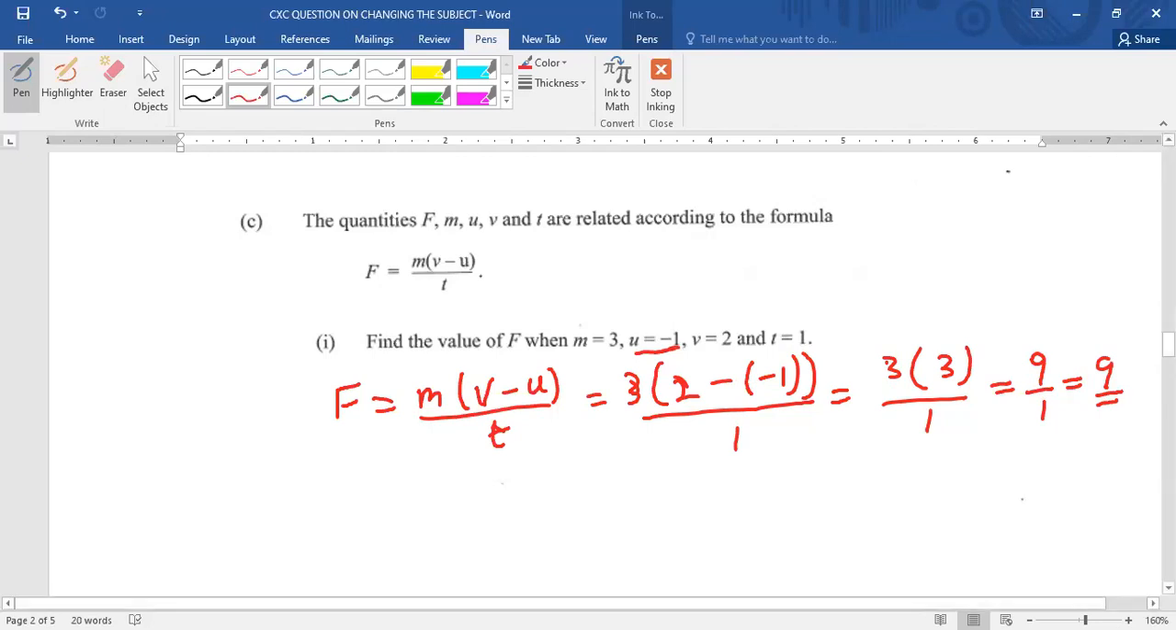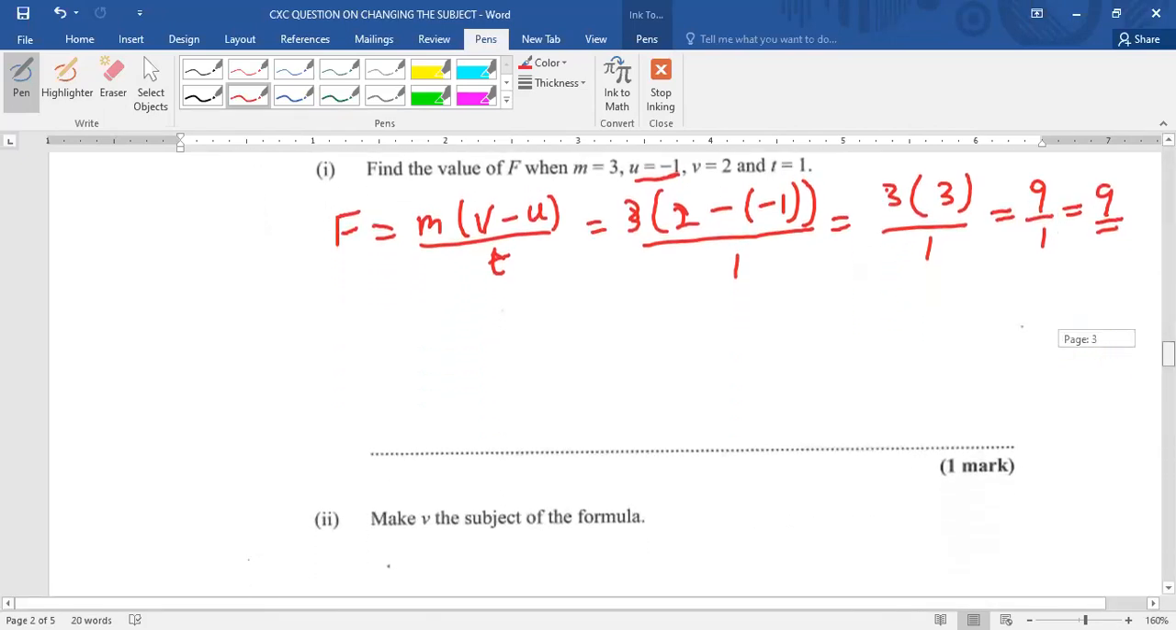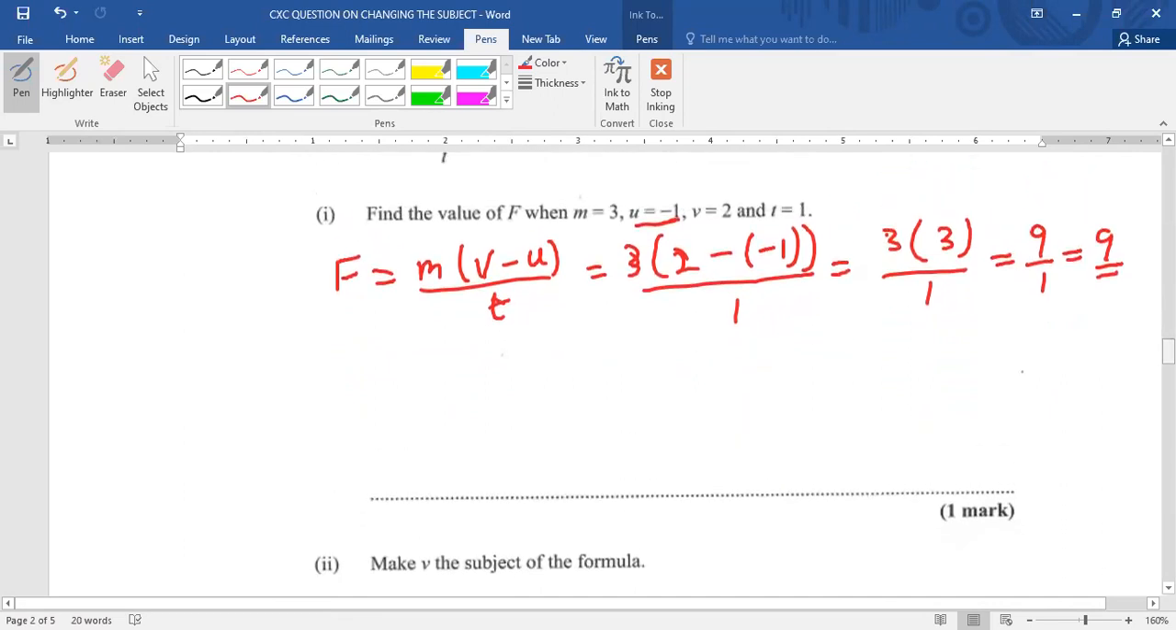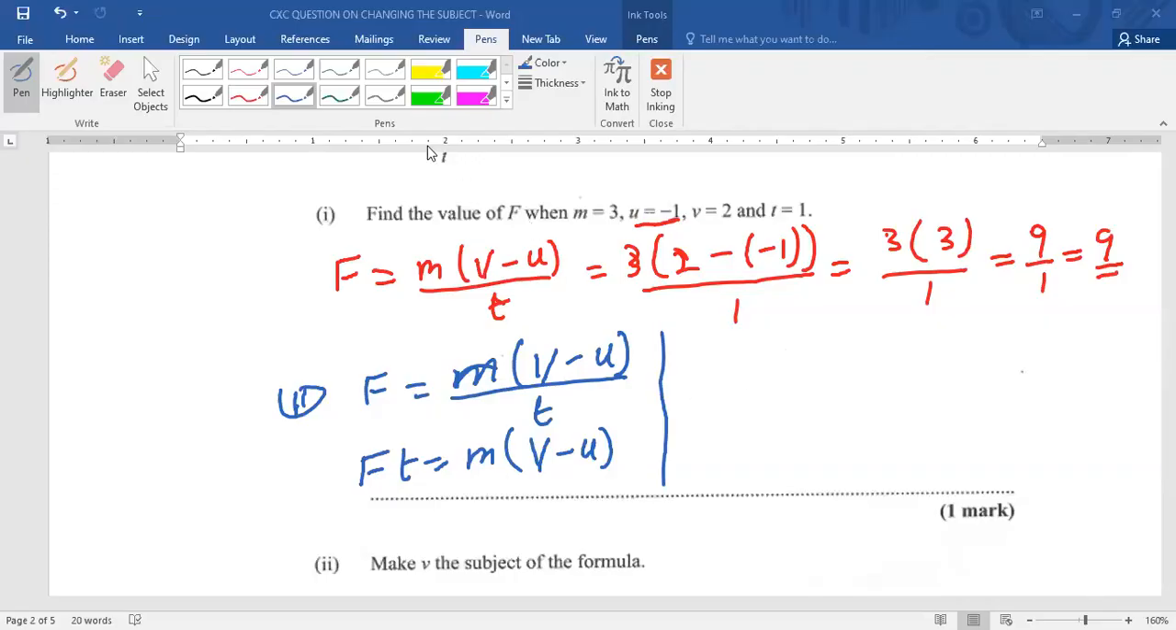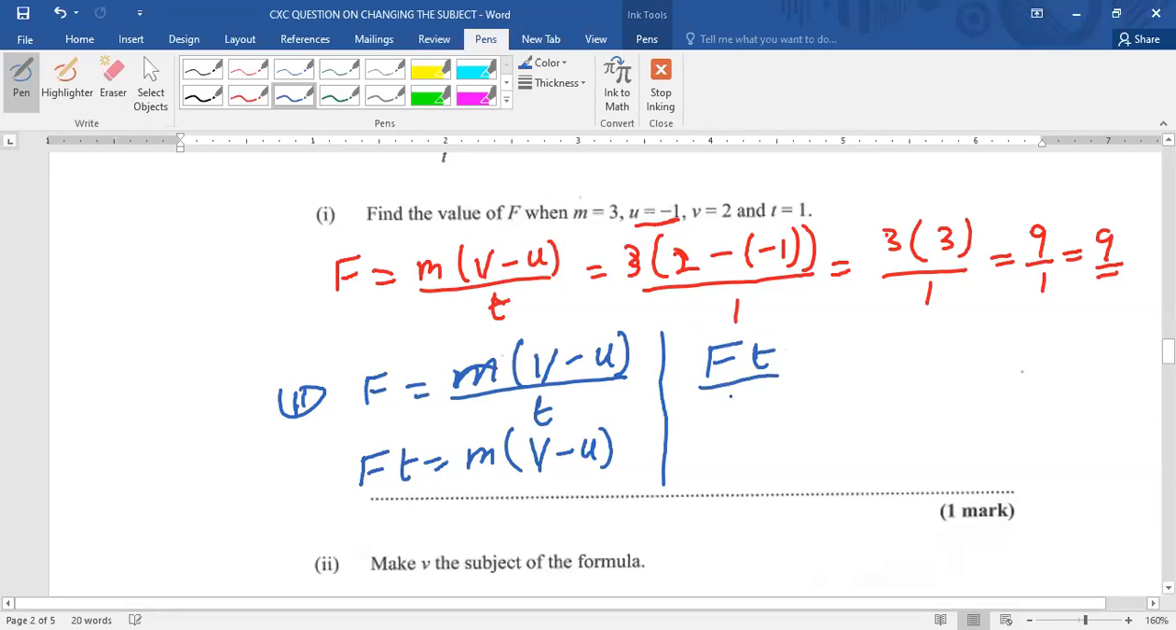Are we clear? Okay, so let's try the next one now. They want to make V the subject. How do we make V the subject? We move the M. The M is multiplying, and the opposite of multiply is divide. So I'm going to get FT divided by M is equal to V minus U.